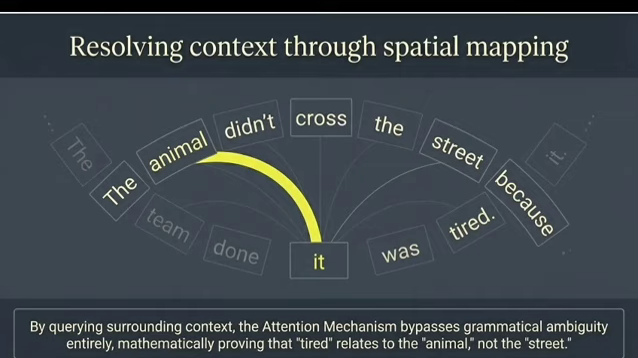This will reduce the grammatical ambiguity which the models used to have within the previous architectures. It is all based on mathematical algorithms which you use within the attention mechanisms.